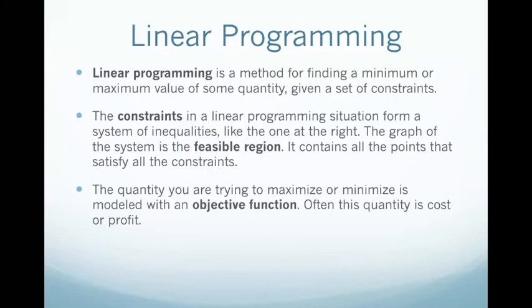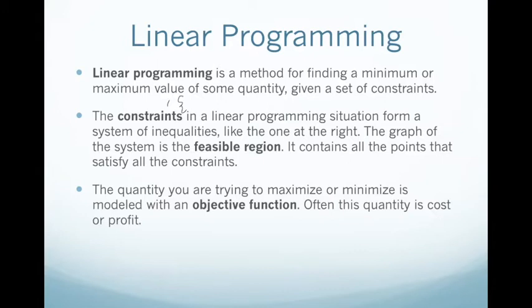What is linear programming? Linear programming is a method for finding the minimum or maximum value of a quantity. So like we were looking for the maximum number of pounds of tomatoes that we can have given a set of constraints, right? We can't have an infinite number of tomato plants. So the way that we look at those constraints is a set or a system of inequalities. Okay, so the constraints are a set of inequalities.